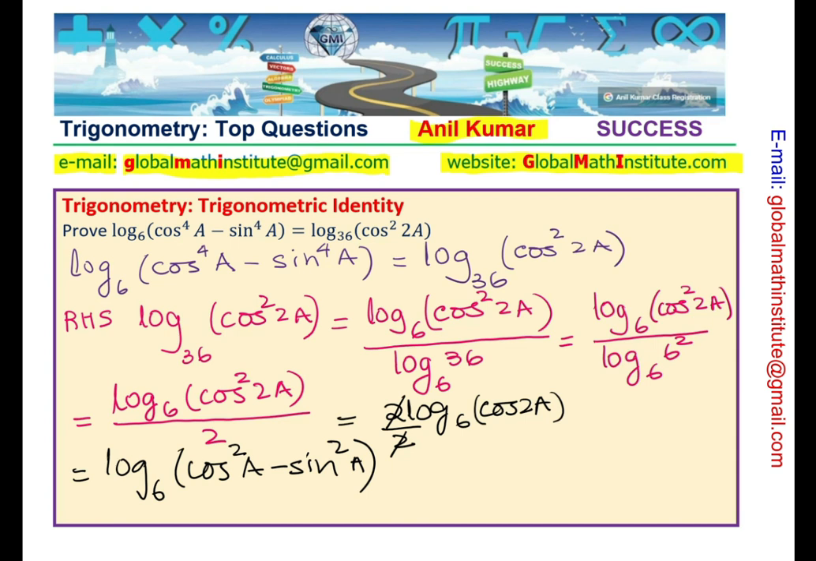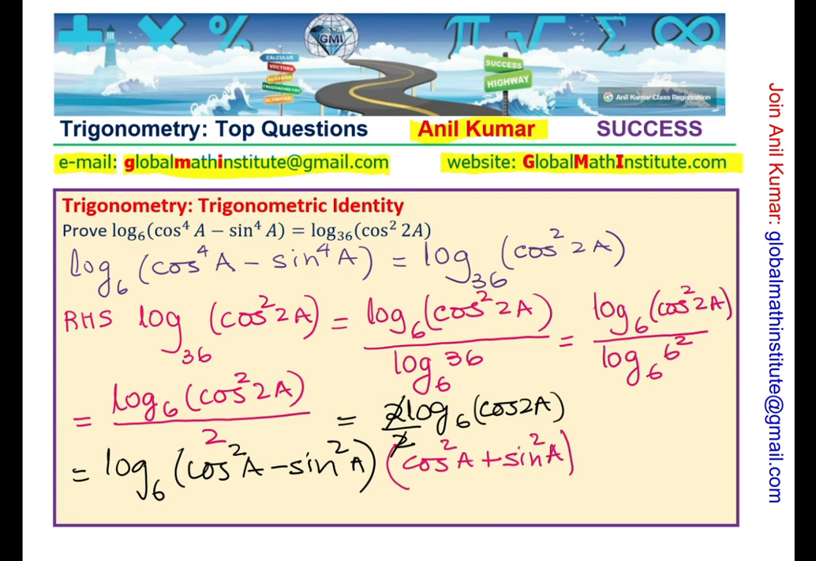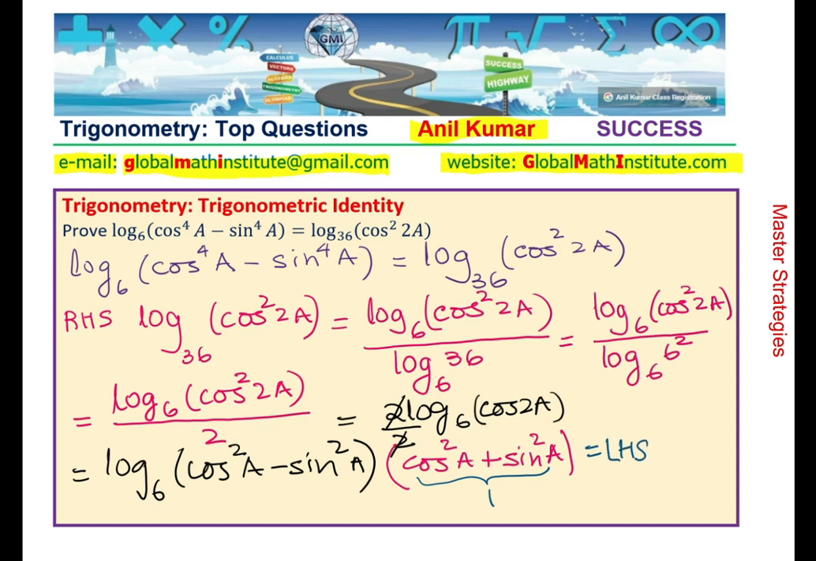Now see, how do we get the left hand side? If I multiply this with cos square a plus sine square a, will it change the equation? Not at all, because as you know, this expression is just 1, right? However, when you multiply cos square a minus sine square a with cos square a plus sine square a, you get the left hand side, which is cos to the power of 4a minus sine to the power of 4a. So that is how we can actually prove this identity.